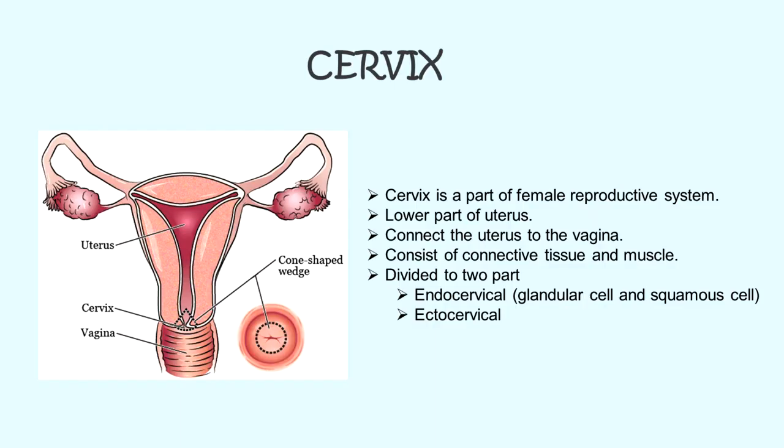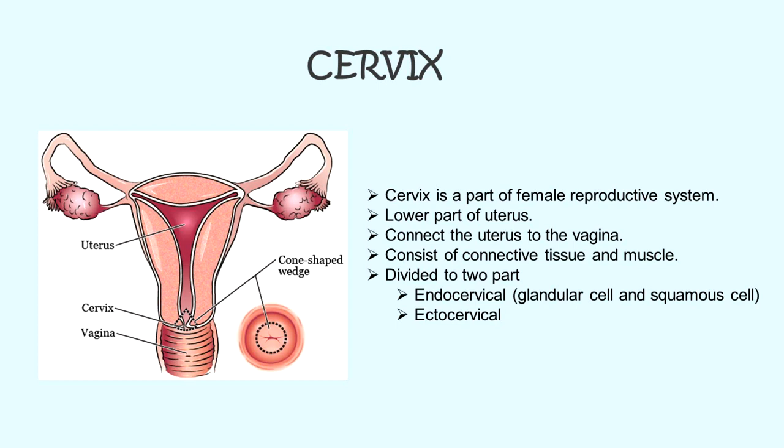Now let me explain about the cervix. The cervix is a part of the female reproductive system, like what we can see in the diagram, where the position of the cervix in the reproductive system. The cervix is positioned at the lower part of the uterus. The cervix connects the uterus to the vagina.